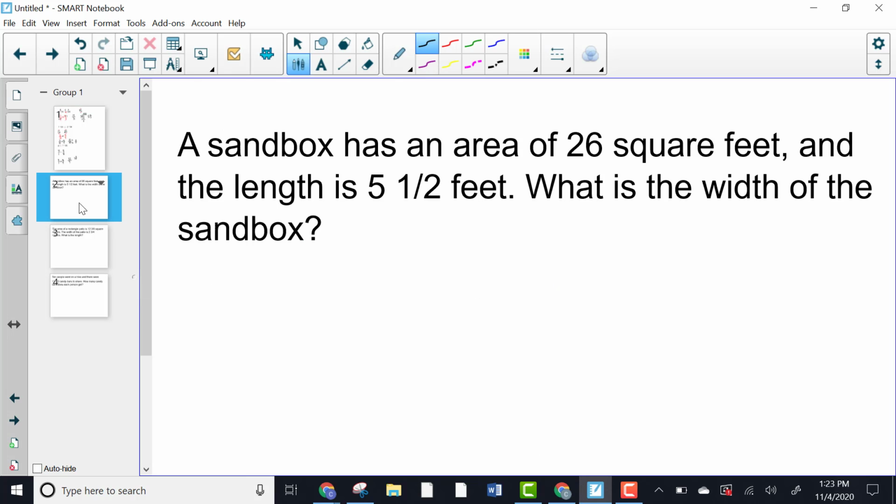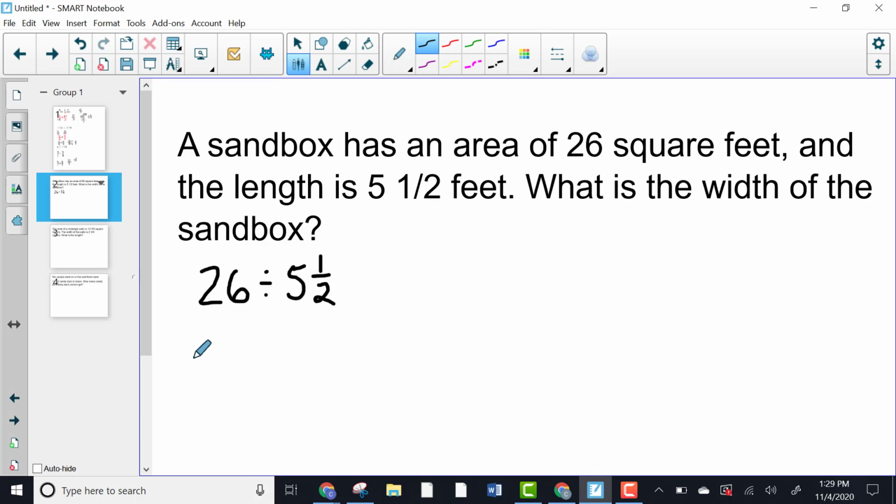Now what we're going to do is take a look at problems involving area. So we see here, this is from the Go Math book, and it says a sandbox has an area of 26 square feet and the length is 5.5 feet. What is the width of the sandbox? So understand that the formula for area equals length times the width. Now we already have the area. So whenever you have the area already and you're given either the length or the width, what you do is take the area and divide it by, in this case, the length. So we'll set it up as 26 divided by 5 and 1/2.